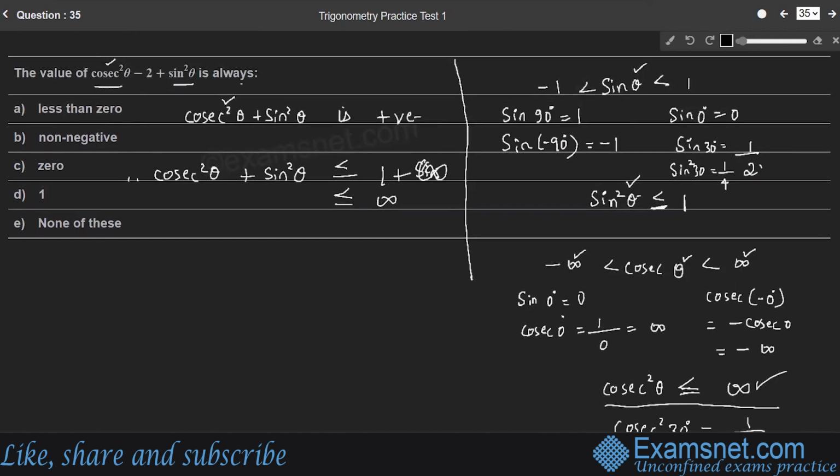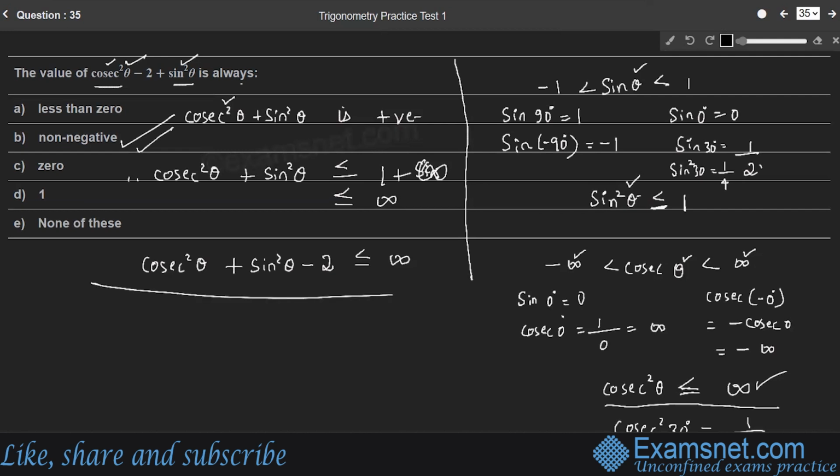Now consider the given expression, cosecant square theta plus sine square theta minus 2, right? Since -2 is negligible compared to infinity, this expression is always non-negative, option B, right? It is less than or equal to infinity. So it cannot be a negative number. So it is always non-negative. Non-negative means it can be 0 also.